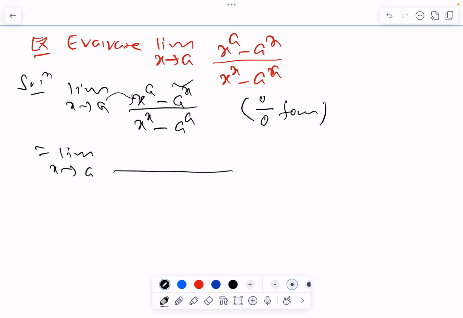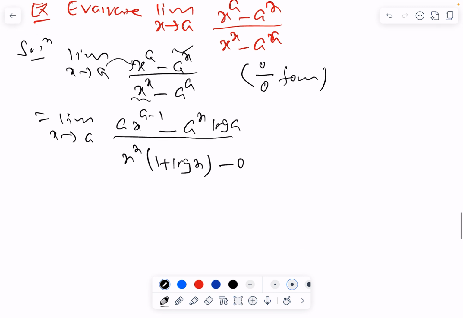So we apply the theorem. Derivative of x power a. It is of the kind x power n, so it is n x power n minus 1. So this is a x power a minus 1. Derivative of a power x is a power x log a. Derivative of x power x, standard, we know it is x power x (1 plus log x). And derivative of a power a, that is constant, and so that is 0.